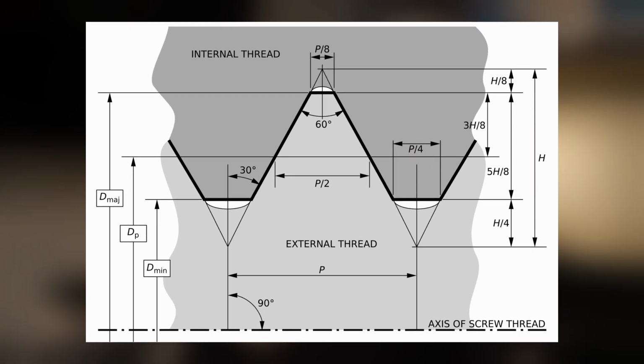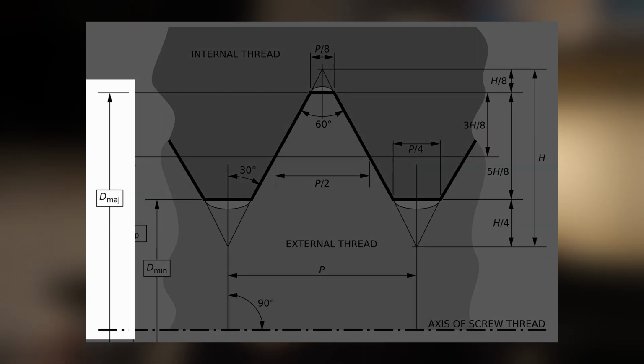There's three pieces of information for modeling precise threads. The first is the major diameter, which is the diameter of the bolt that we're trying to model. In our example, we're going to be modeling an M6 bolt. So the major diameter will be 6 millimeters.